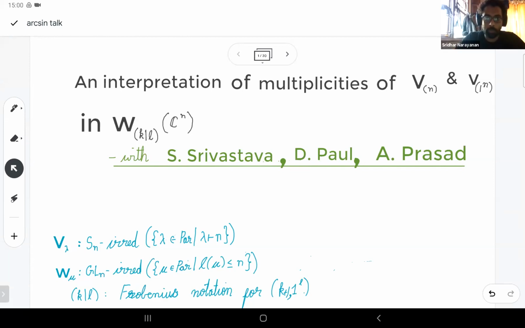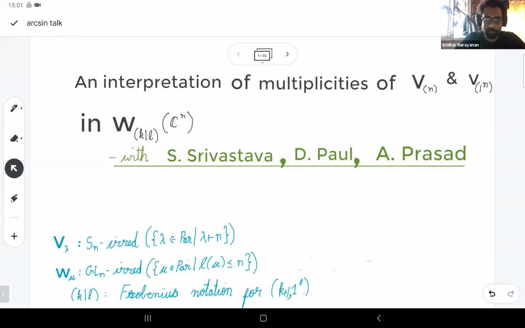Good afternoon, everyone, and thank you for this opportunity to present this work. Today, I want to talk about the multiplicity of the sign representation and the trivial representation in irreducibles of GL_N indexed by hook shapes when restricted to the symmetric group S_n. This is work that was done in conjunction with Shraddha Srivastava, Digjoy Paul, and Amritanshu Prasad.